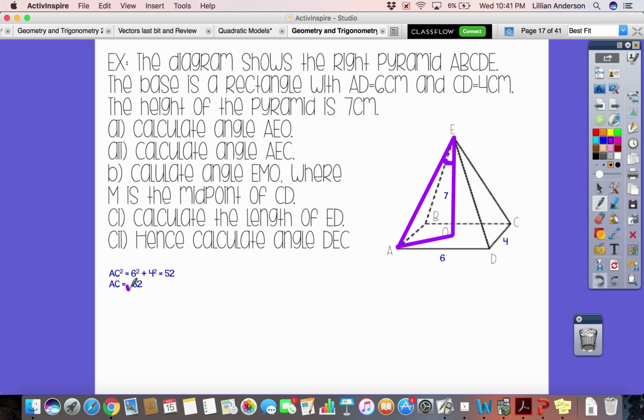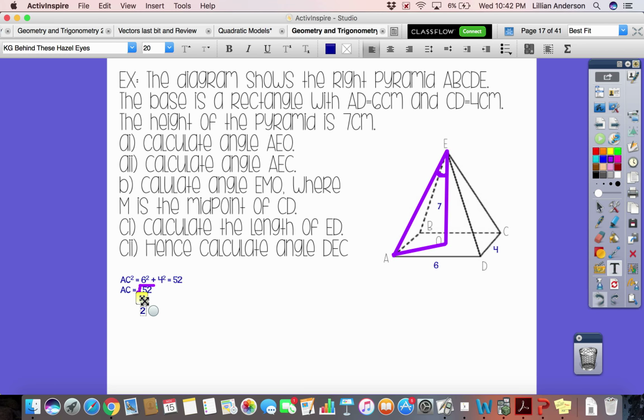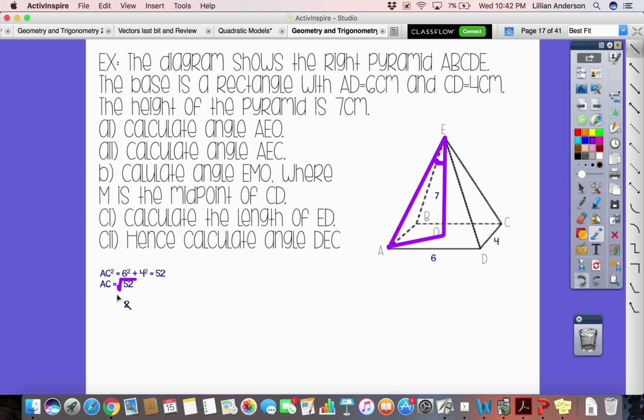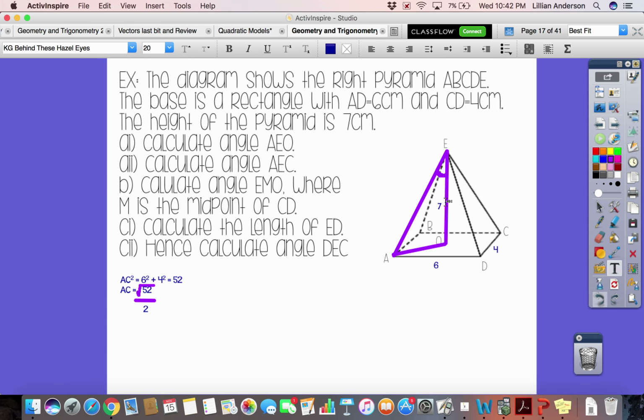So when we divide that in half, that would be the square root of 52 divided by 2. Again, we don't really want the decimal approximation because we're going to be using that to get our final answer. So when we're looking for this angle, let's label the sides real quick. This would be our adjacent side, and then AO would be our opposite side.